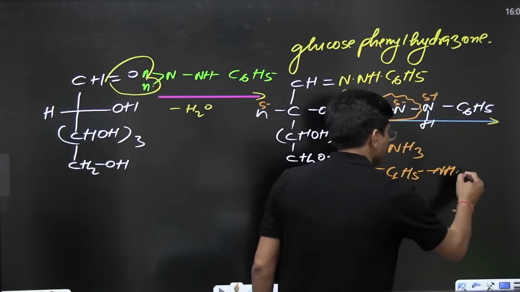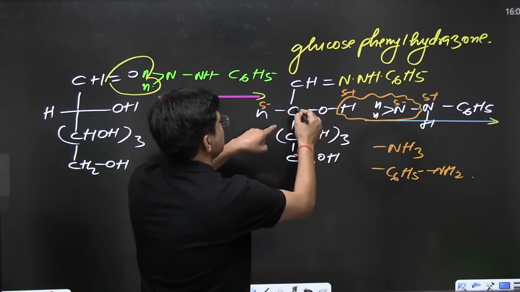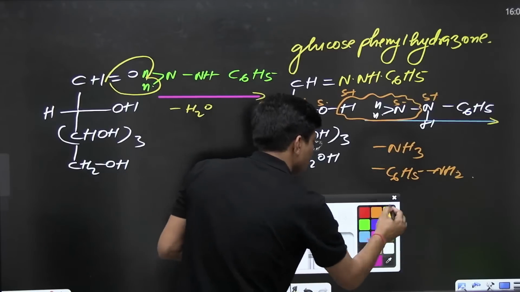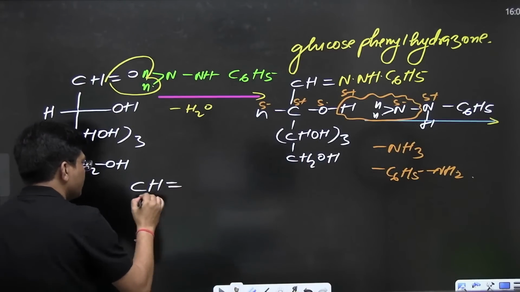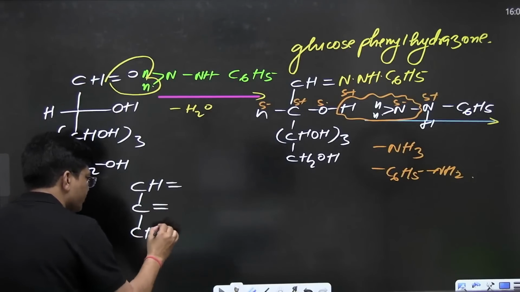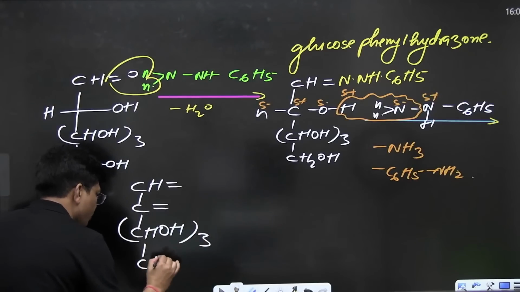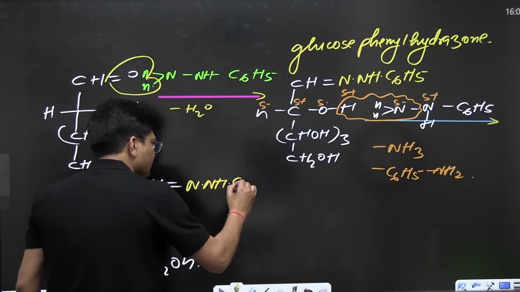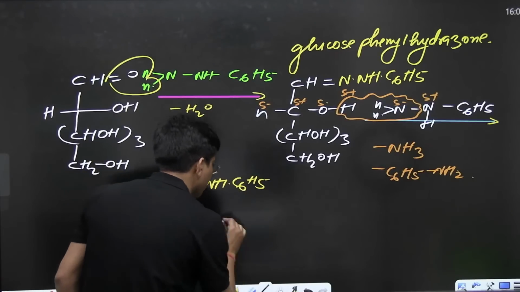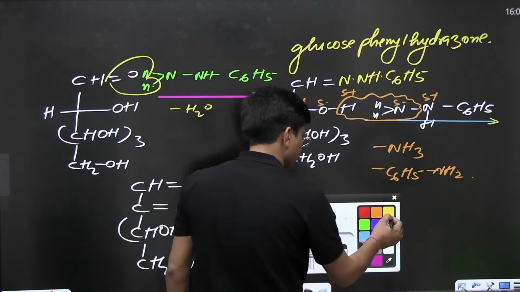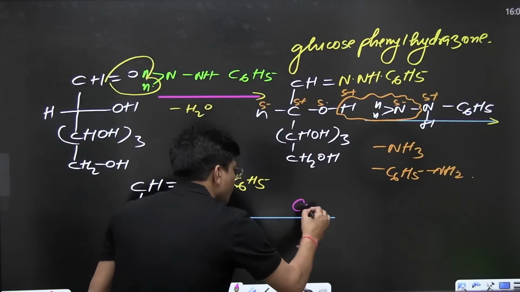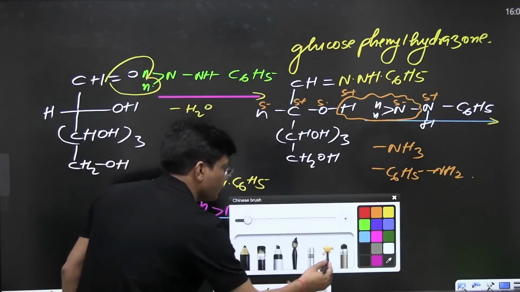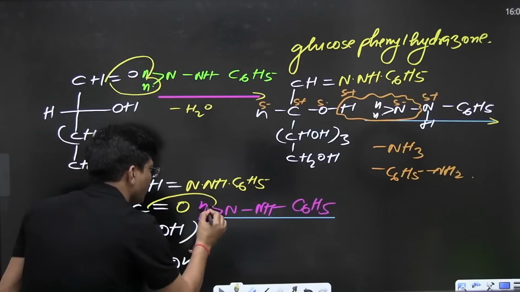Now it is undergoing oxidation. Here negative, so positive, here positive, so negative, they will form a bond, and you will get a compound like this: CH double bond N, C double bond O, CHOH whole thrice, CH2OH, and definitely NNHC6H5 here, and the double bond O. Once again it will react with one more mole of phenyl hydrazine, C6H5NHNH2. We have just to remove out water.